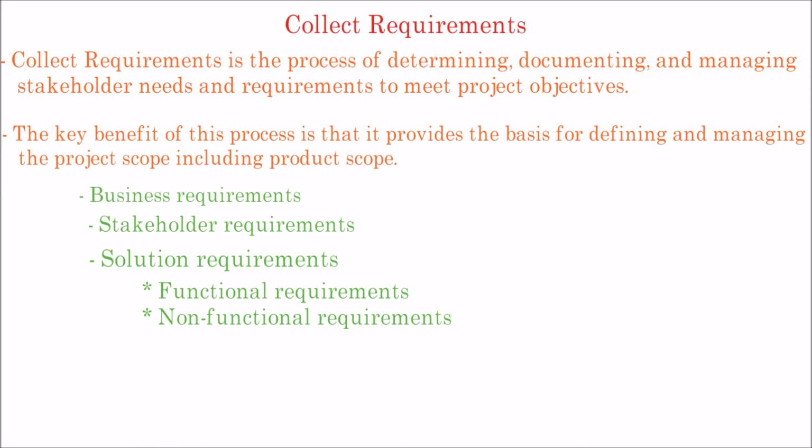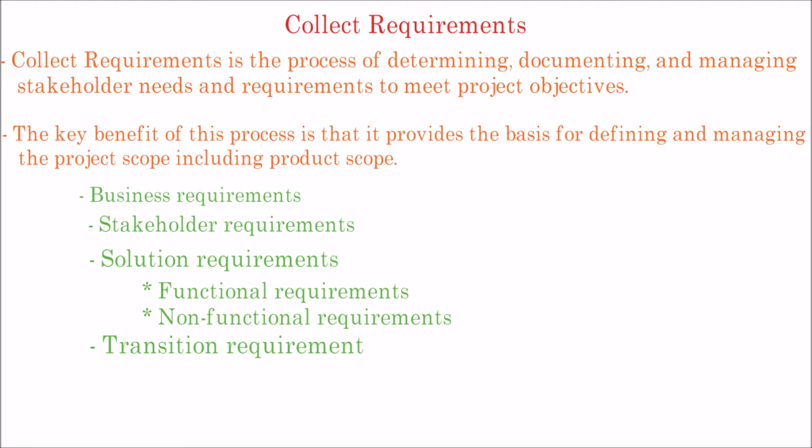Functional requirements describe the behaviors of the product. Examples include processes, data, and interactions with the product. Non-functional requirements supplement functional requirements and describe the environmental conditions or qualities required for the product to be effective. Examples include reliability, security, performance, safety, level of service, supportability.